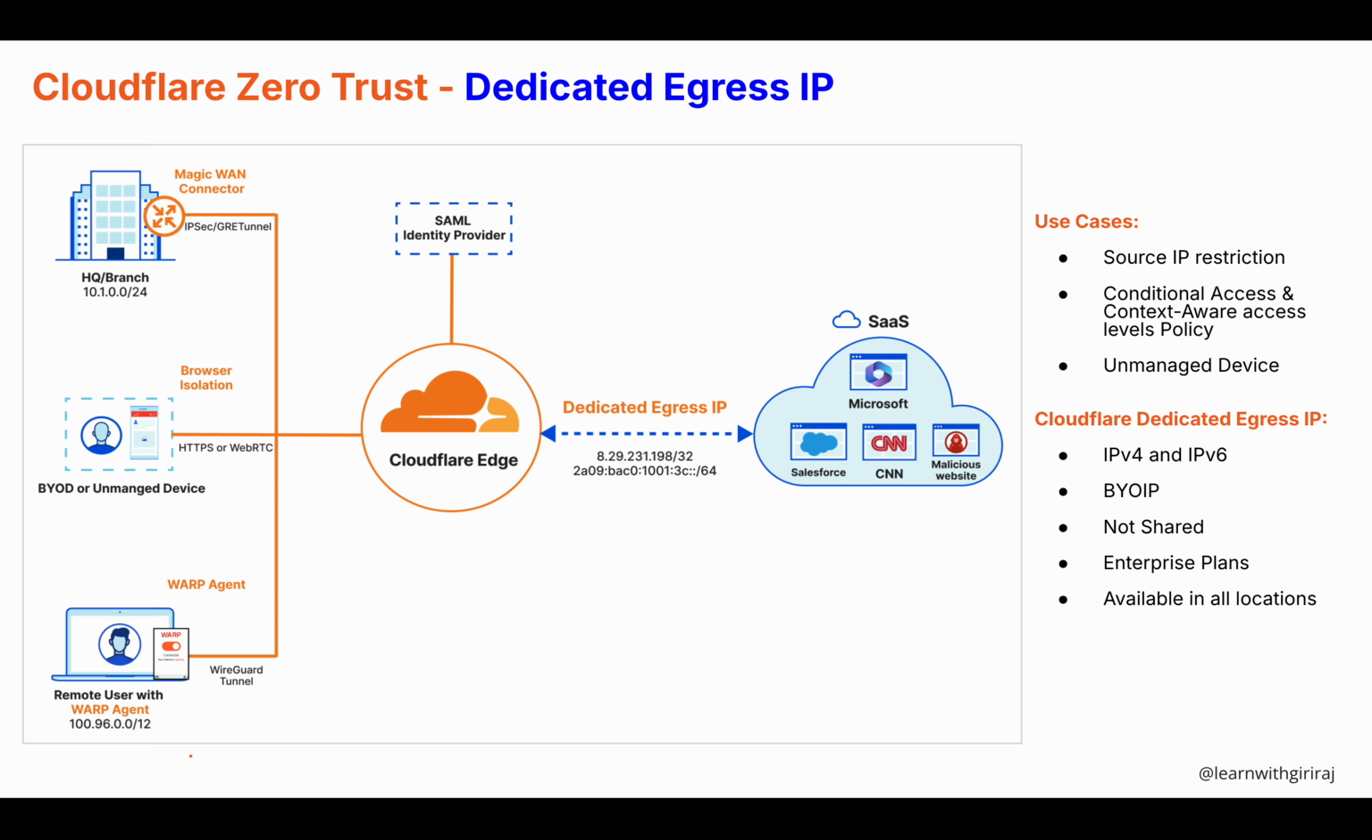Now what I'm going to do is show you a short demo of how to configure a dedicated egress IP policy, how you can enforce conditional access, and when your users are working from home or any part of the world, how we can make sure when they access a specific SaaS application, we steer the traffic using the dedicated egress IP assigned for your tenant. So let's get into the demo.